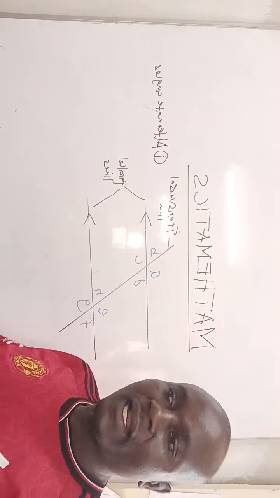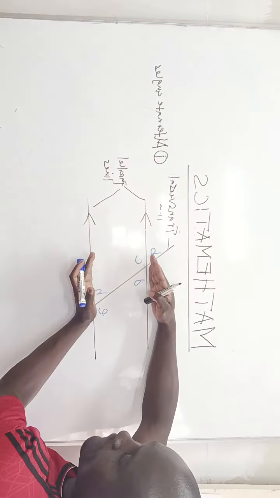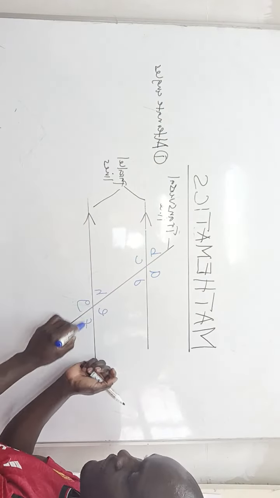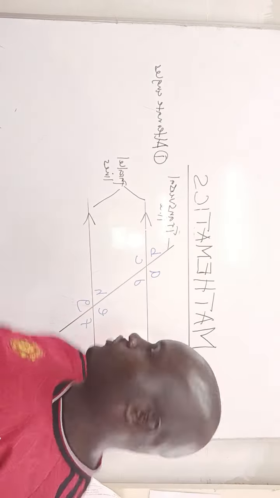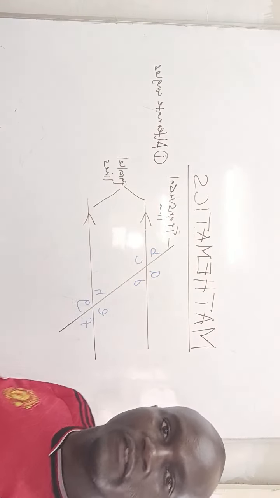What are alternate angles? Alternate angles are angles that are found inside the parallel lines. It means AB and FG are not among the alternate angles, so you cannot get them among the alternate angles. They are found inside. Only DC and EF can qualify to be alternate angles.